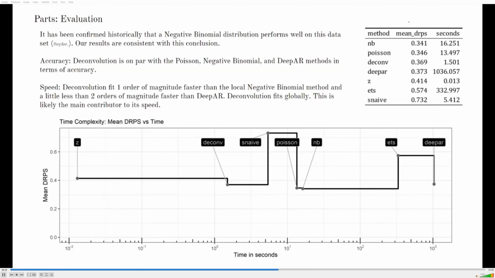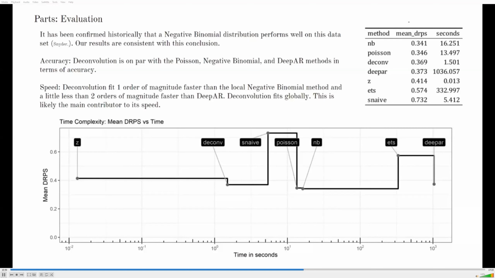And third, speed. Deconvolution fit one order of magnitude faster than the negative binomial method, and a little less than two orders of magnitude faster than deep AR. Deconvolution fits globally, and this is probably the main reason why it was so fast, as opposed to being fit per series. Now there are other methods that fit globally. A hierarchical full Bayes method would also fit globally, but there's a lot of simulation needed to get long chains that converge, and there's a good chance that would take a very long time to fit. So it's not just the fact it's fitting globally, but also the fact that it's not using simulations and convergent chains to get the prior distribution. It's using Poisson data and splines to fit the prior mixing distribution.